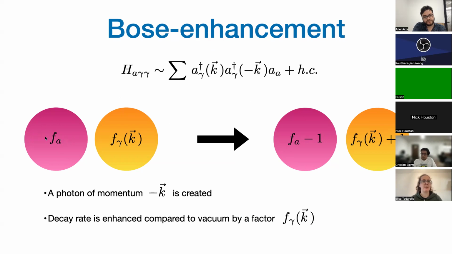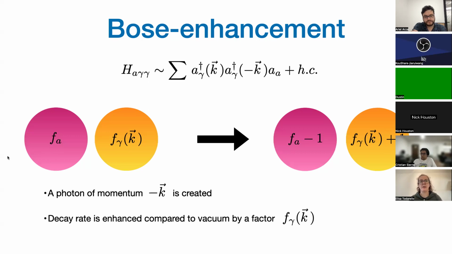So I have to apply this operator. I said to apply this operator on this state. So I have a bunch of axions and I have a bunch of photons with momentum k. What happens after I apply this operator? I lose one axion. I gain one photon with momentum k, which is identical to the pre-existing ones from the background. And I gain one photon with momentum minus k. So importantly, this one is going to travel in the opposite direction as the background photons.